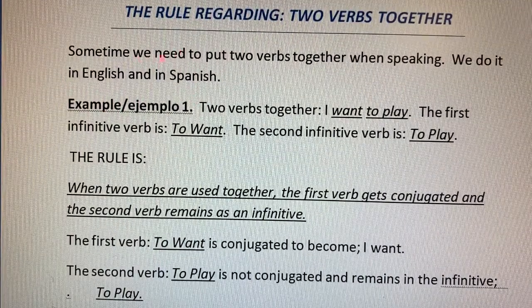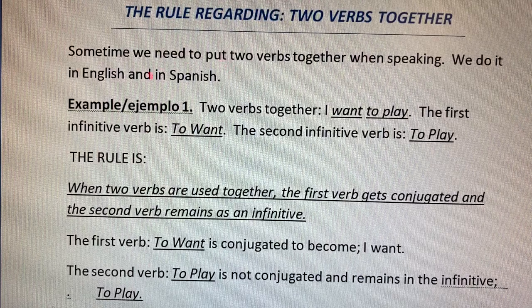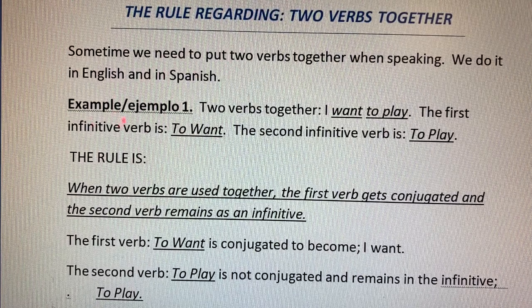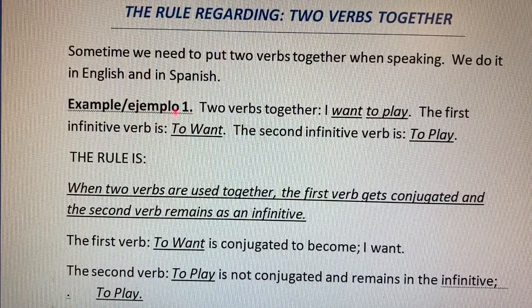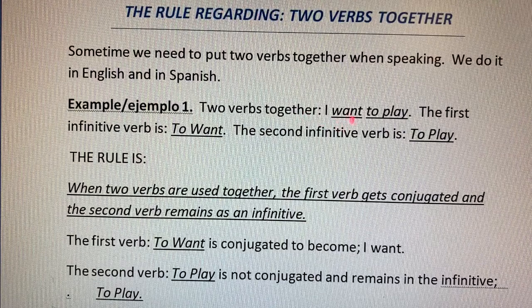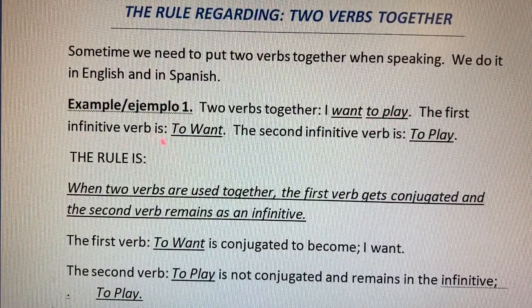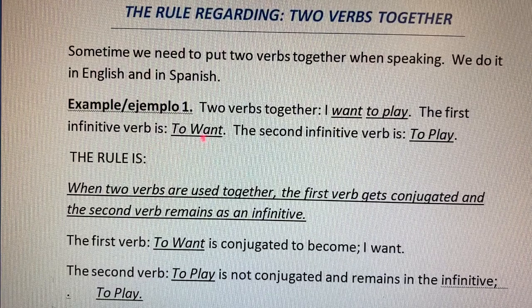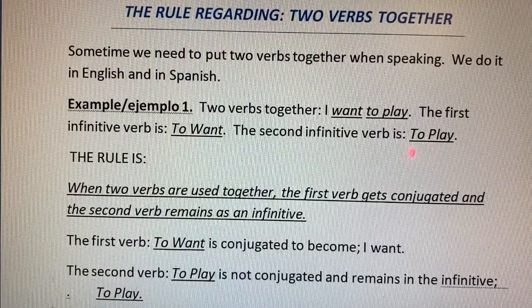Here it is again, right there. We need to put two verbs together. Okay, ejemplo uno. Two verbs together. I want to play. The first infinitive verb is to want. The second infinitive verb is to play.